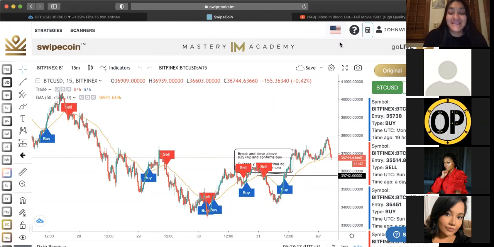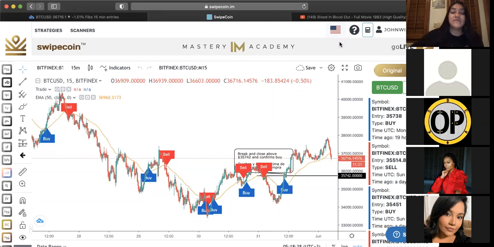So one of the things that we have the privilege of having is the Swipe Coin scalper, right? The Swipe Coin scalper actually gives us when there is a break in market structure, either to the upside or to the downside. So this doesn't specifically give us the coordinates to enter into our platform, but it does give us where to look at.